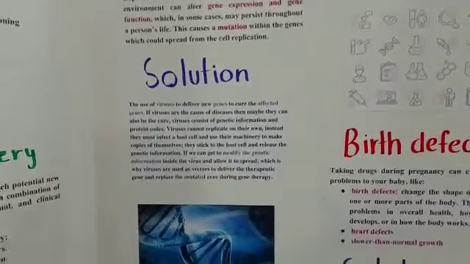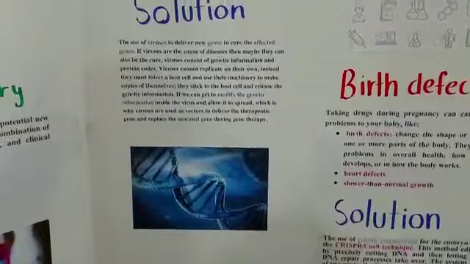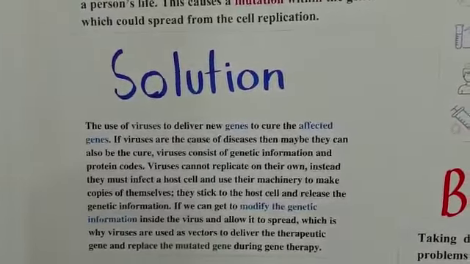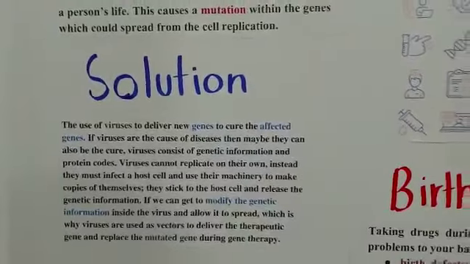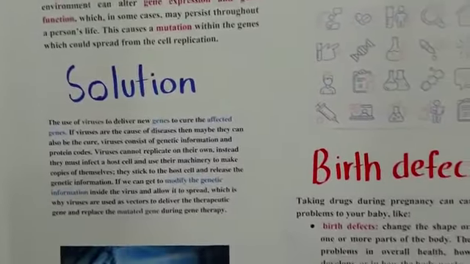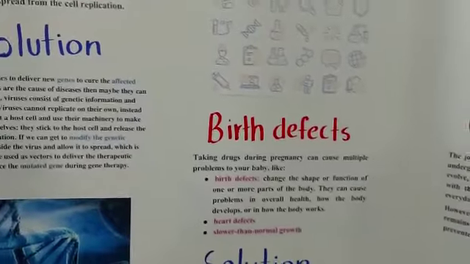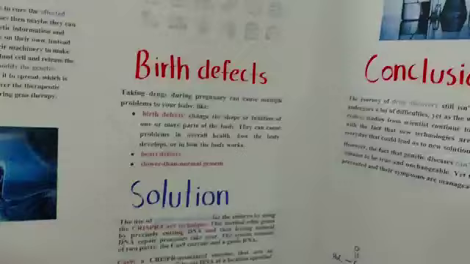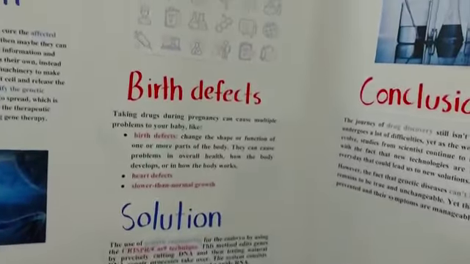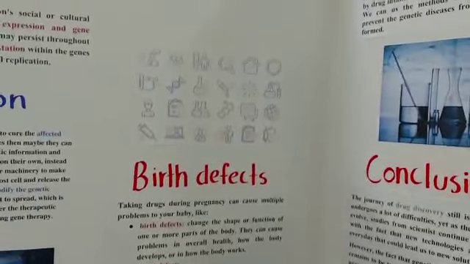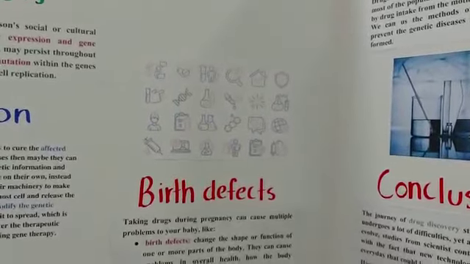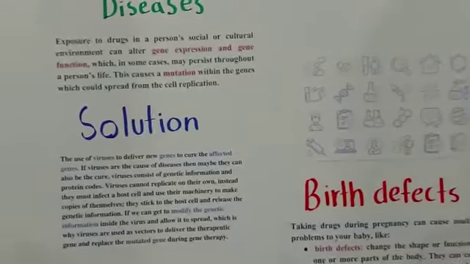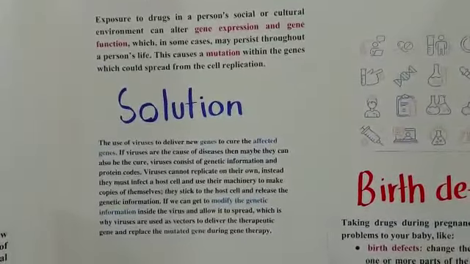What I recommend for a solution is the use of viruses to deliver new genes to the affected genes, to cure the affected genes. If viruses can cause diseases, then they can also be the cure. Viruses contain genetic information and protein codes. However, viruses cannot replicate on their own. Instead, they must infect a host cell and replicate themselves using its machinery. They stick to the host cell and release the genetic information. So if they spread the genetic information, then it will spread amongst the body.